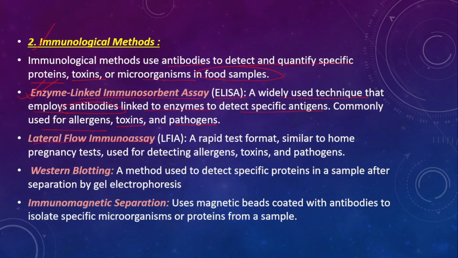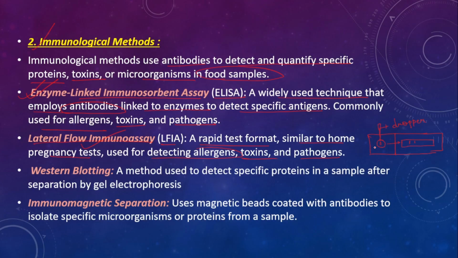Lateral flow immunoassay, LFIA. We can easily understand this. Why? Because it is similar to the home pregnancy test. It is a rapid test format used for detecting allergens, toxins and pathogens. This is a simple rapid diagnostic test used to detect the presence of a target substance, that is antigen or antibody, in a liquid sample. Liquid sample means blood, saliva or urine.